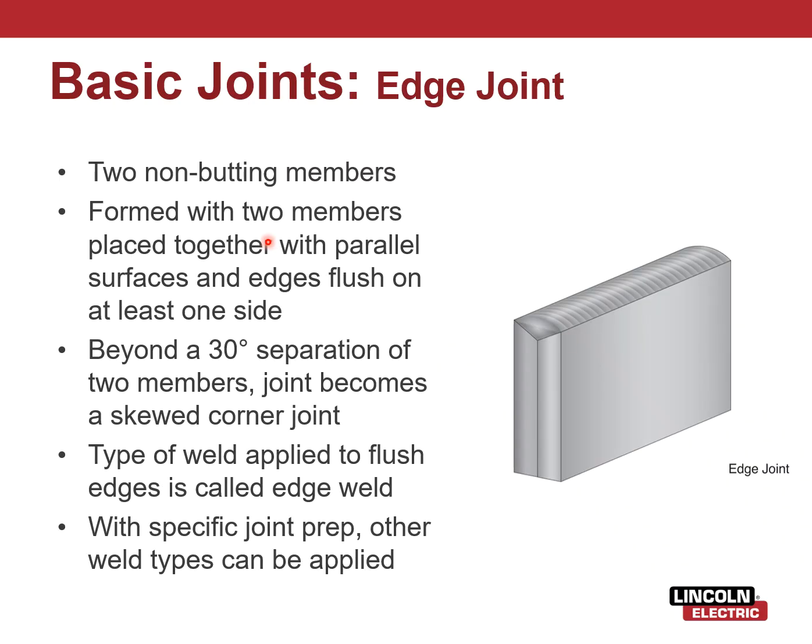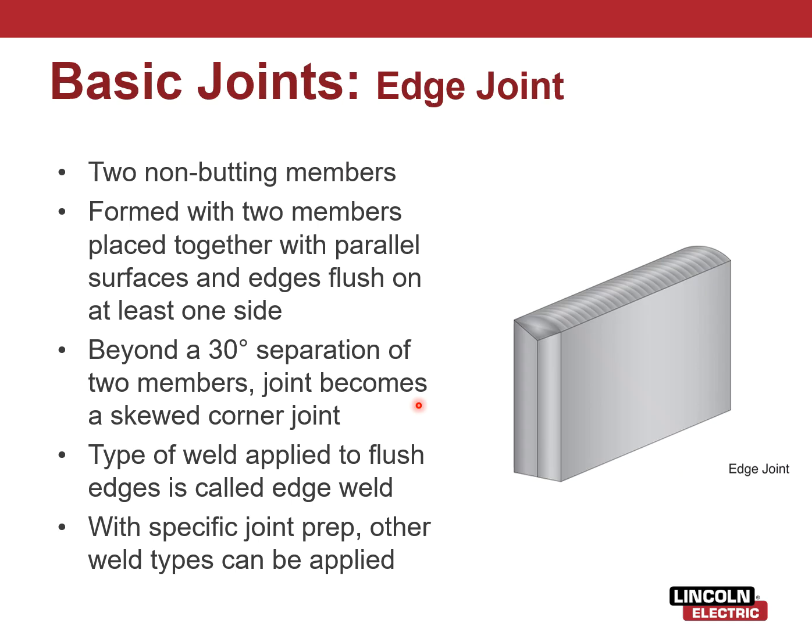So an edge joint, these are two non-butting members. Okay, so they are just surface to surface with their edges being parallel. So anything beyond a 30-degree separation, meaning right now they're parallel. If this right side plate came off at more than 30 degrees, so 31, if this came off at a 31-degree angle, it would become a skewed corner joint.